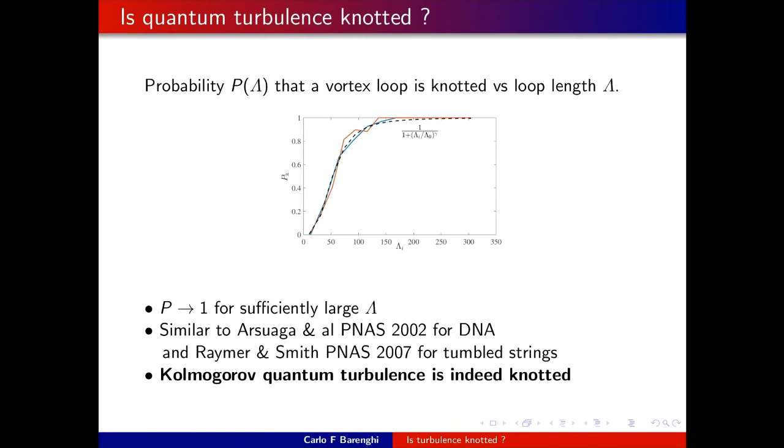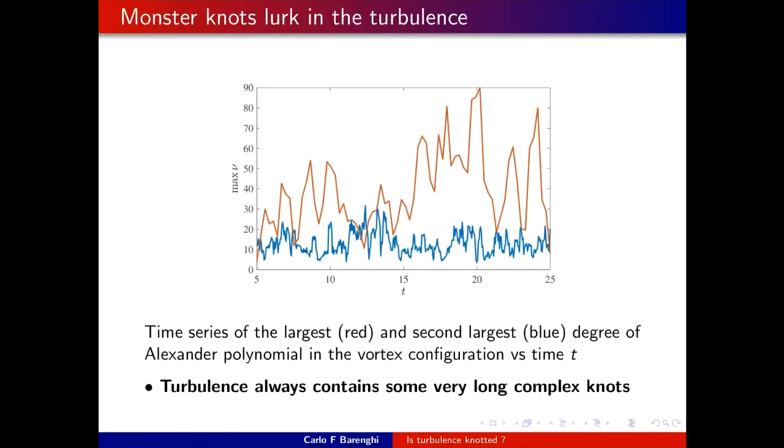So it looks as if this system of vortices, which actually obeys the Kolmogorov scaling of turbulence, although it is not classical turbulence, is a kind of simpler quantum turbulence, is without any doubt knotted. There are lots of lines which are individually knotted. It's also interesting to see which kind of knots we have. So here we have a time series where in red, at any moment, I'm plotting the largest degree of an Alexander polynomial. Essentially, I'm plotting how complicated the knot is.